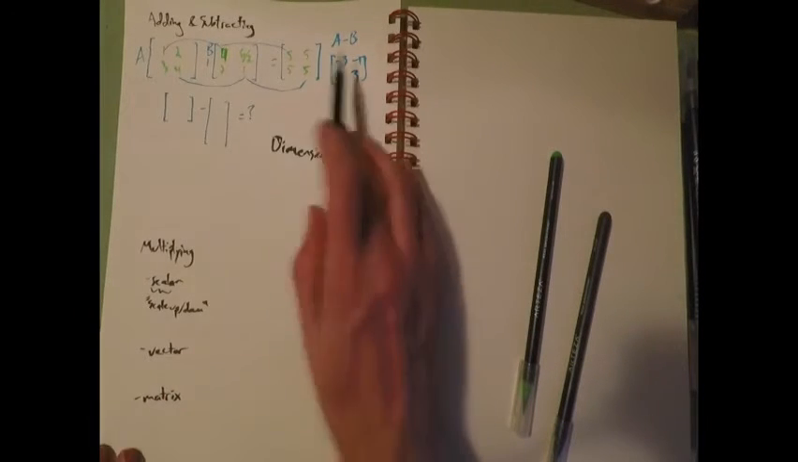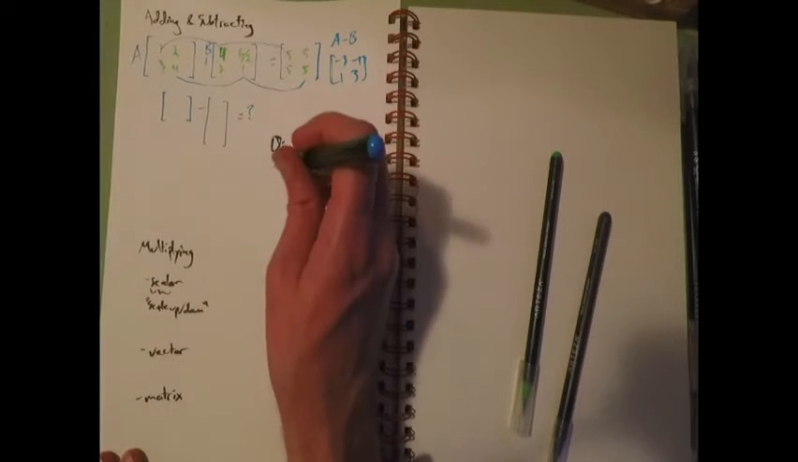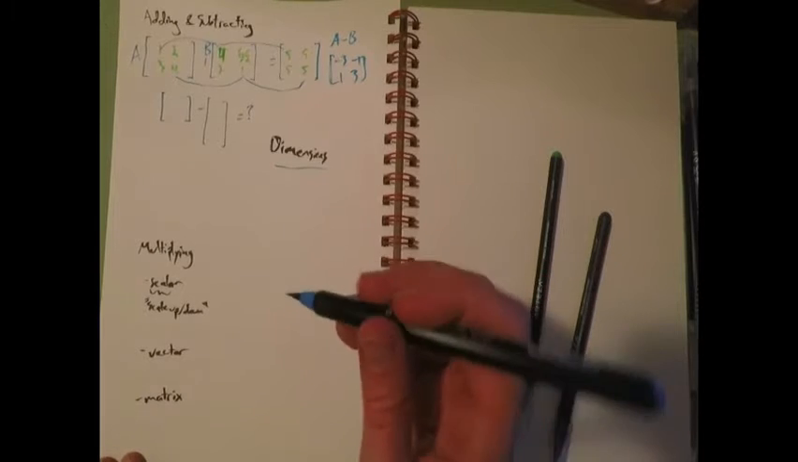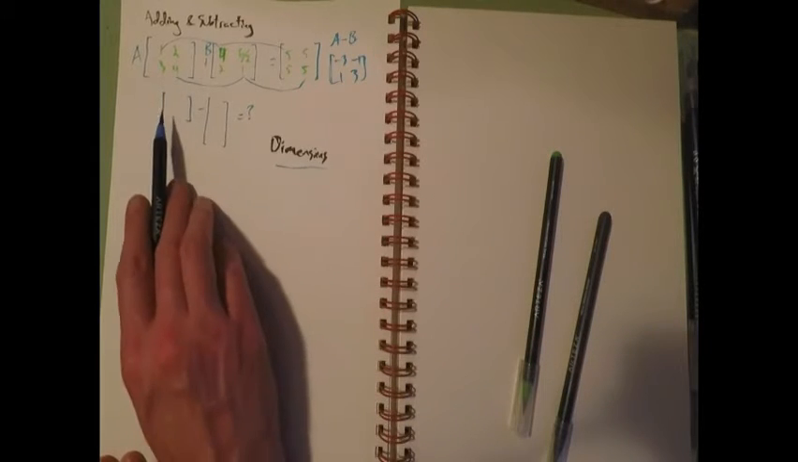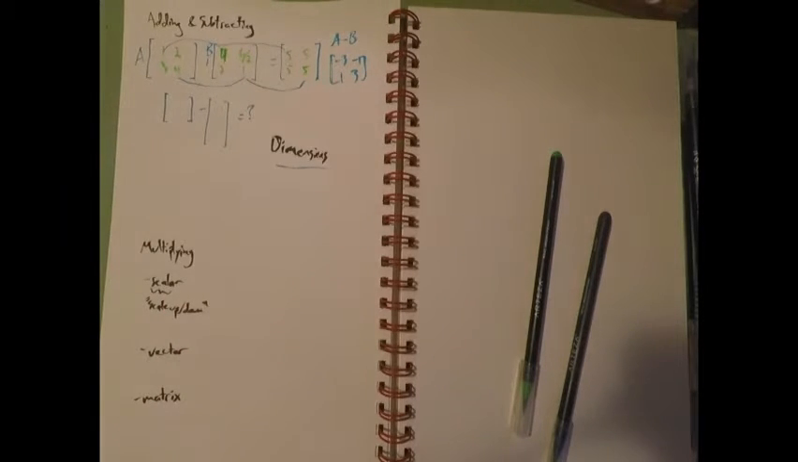So subtracting is just as easy as adding, as long as they've got the same dimensions. Same number of rows. Rows always come first. Same number of columns. So we can't subtract this taller matrix from this shorter matrix. It's just not going to work.